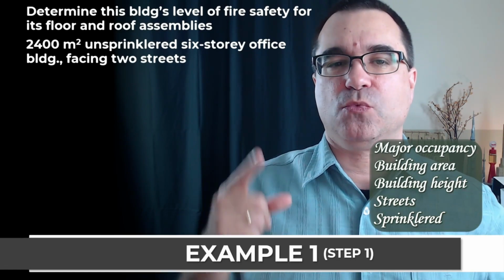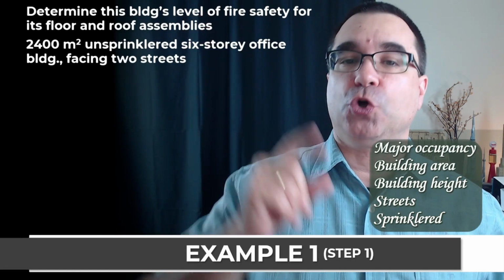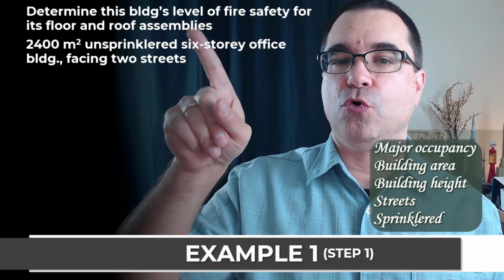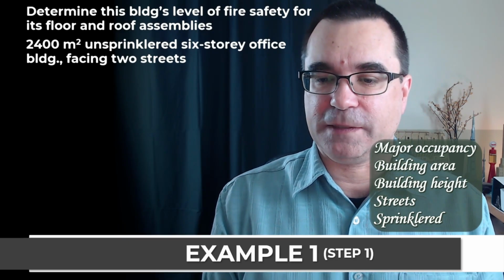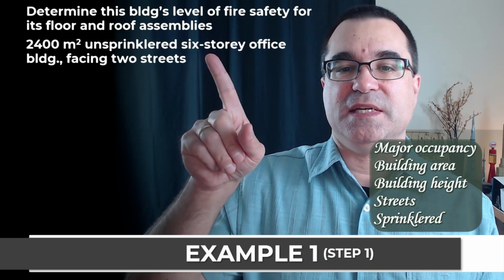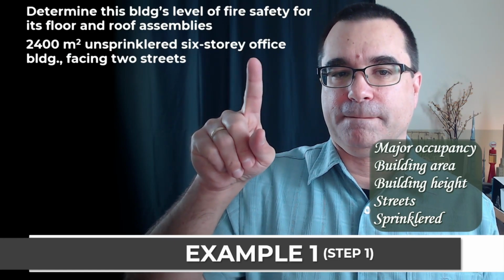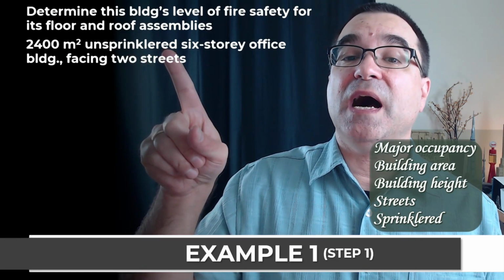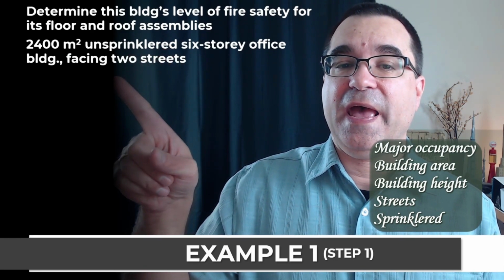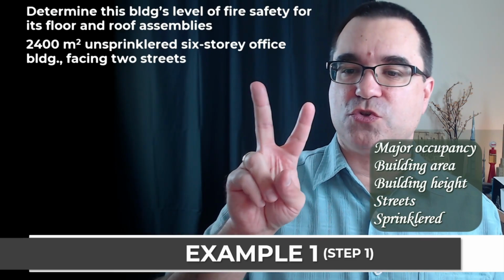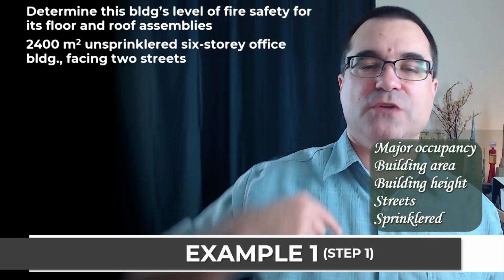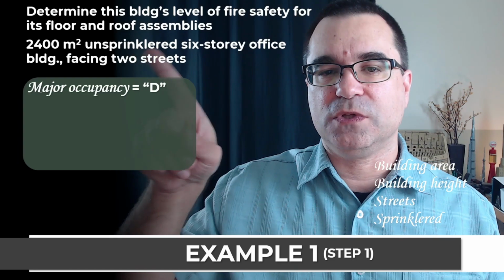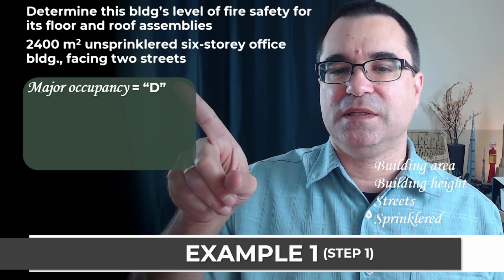The way that this example is going to work is we're being asked to determine a building's level of fire safety for the floor and the roof assembly of that building. The building in question is a 6-story office building. The area for that building is 2,400 square meters. It is unsprinklered, and the building faces 2 streets. So what we're going to do now is we're going to use these 5 ingredients one at a time, and I'm going to go through the description of this building and fill in these 5 ingredients.